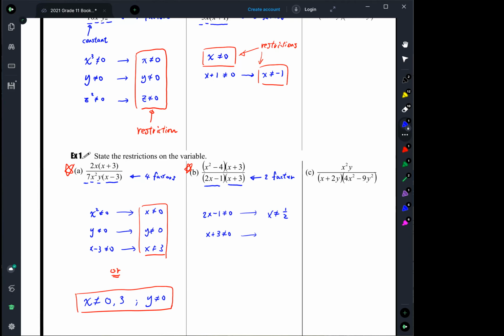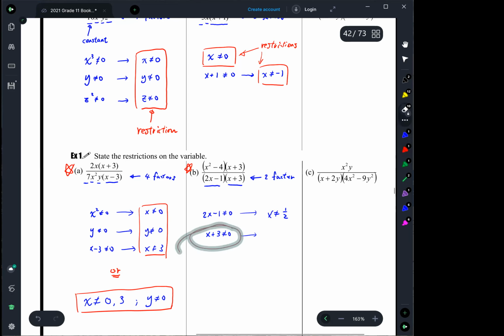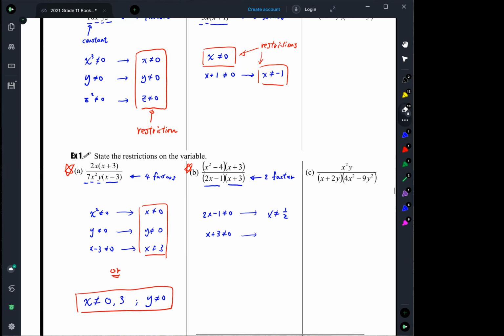Isolate the x. Which x? Which one? We're on the second one, the one that is circled. x plus 3 does not equal 0. Yeah, and then you isolate the x. So x does not equal 3. If you move the 3 over, it should become negative 3.